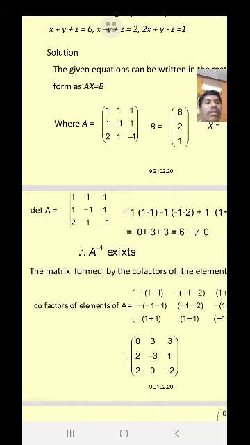If it is 0, then the inversion method does not apply here; we cannot get the solution from the inversion method. So let us see det A. Det means put two parallel lines and take the matrix elements of A, that is 1 1 1, 1 minus 1 1, 2 1 minus 1. We already know this from previous classes.